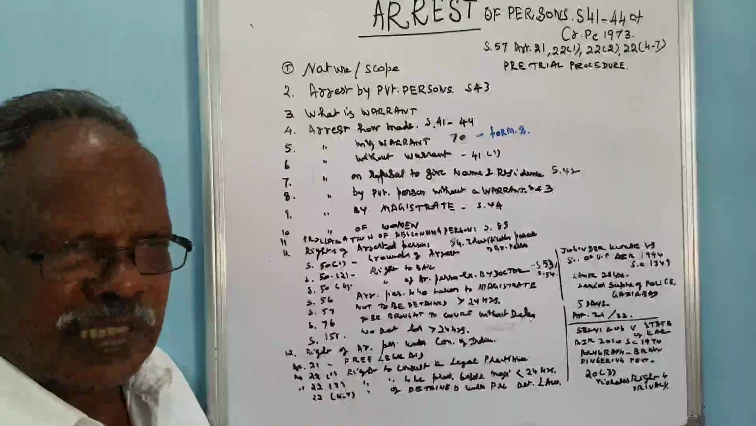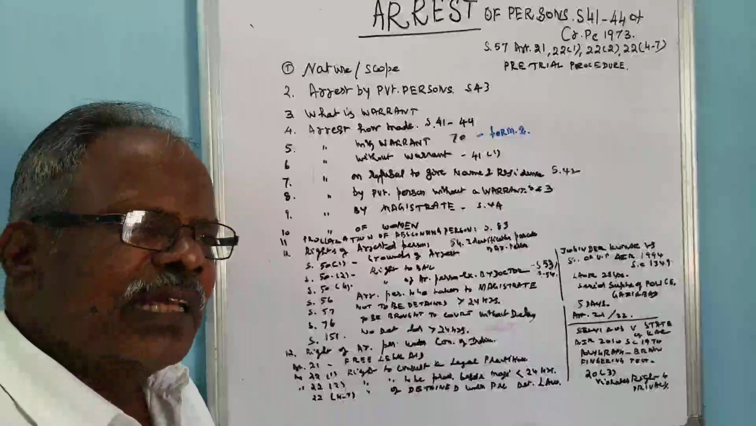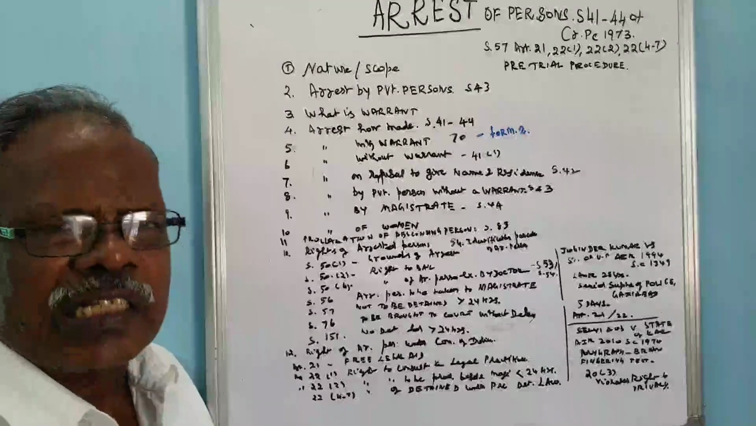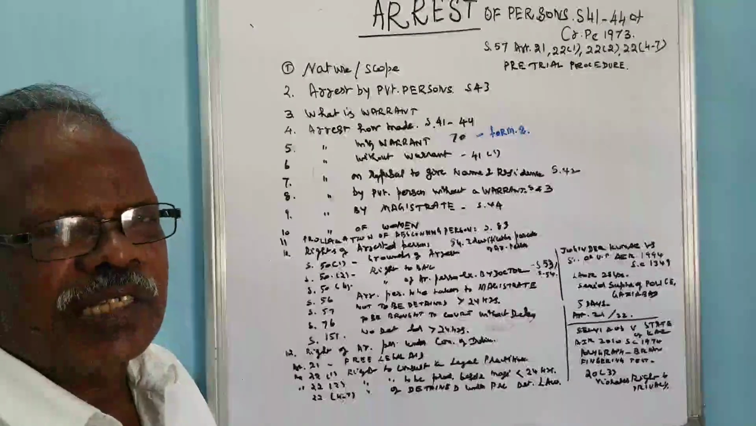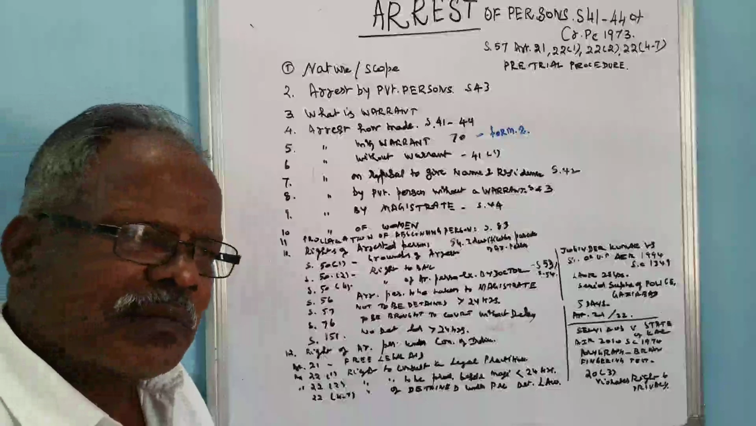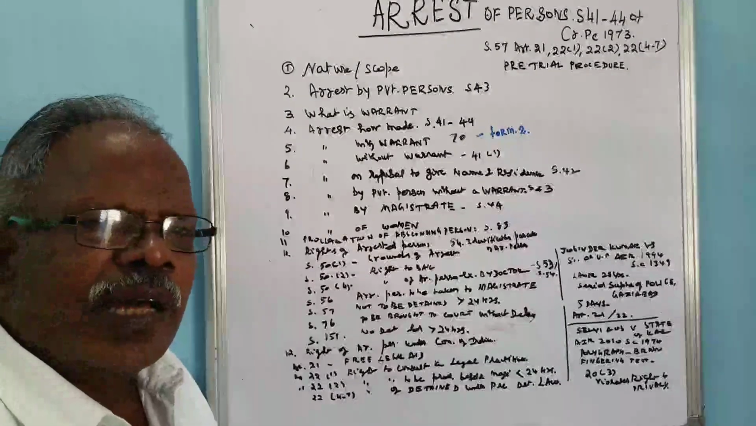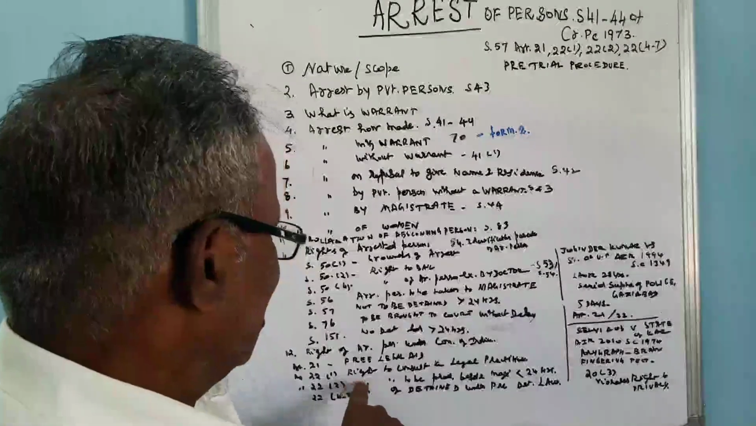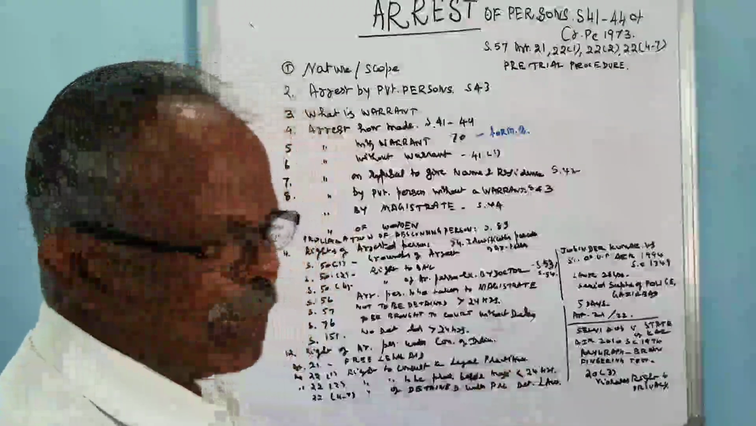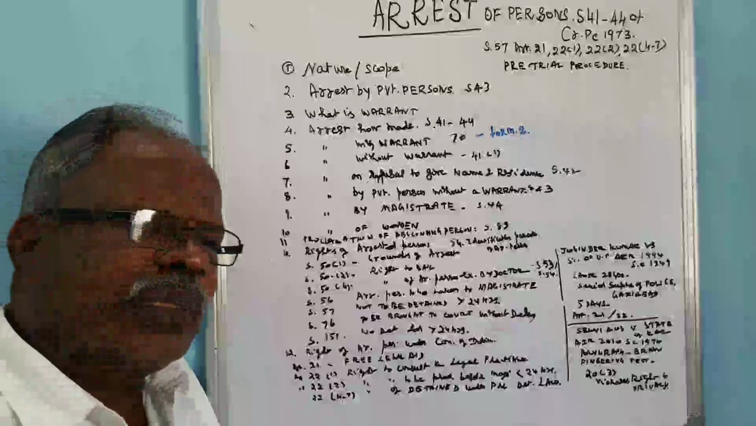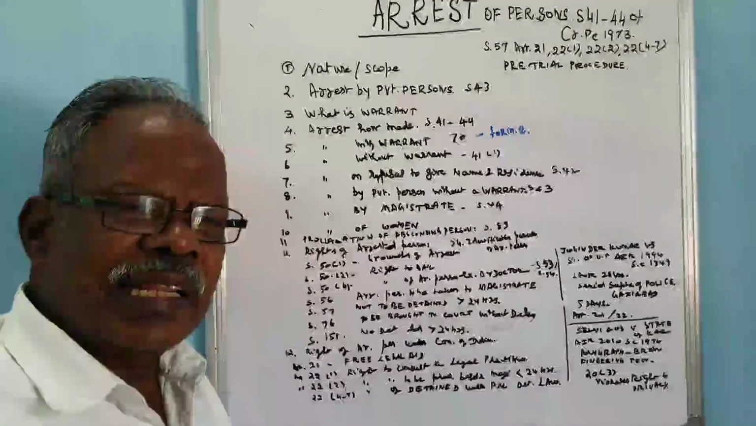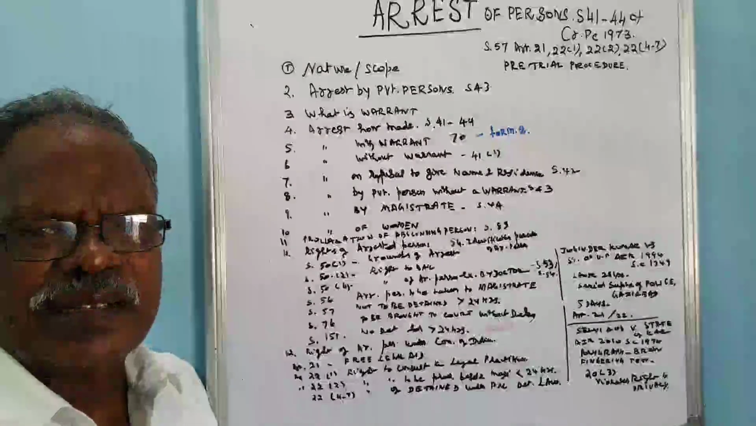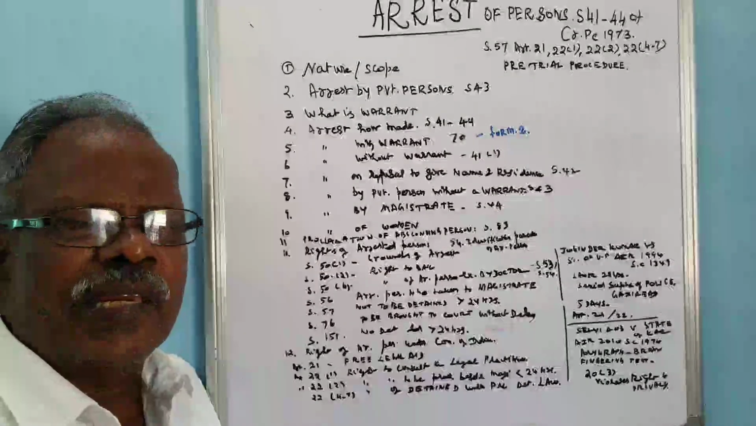If they are arrested, the police are bound to ascertain and state the reasons for which they have been arrested. And then Article 22 subsection 1, the right to consult a legal practitioner. The arrested person has the right to approach a legal practitioner for his release on bail.